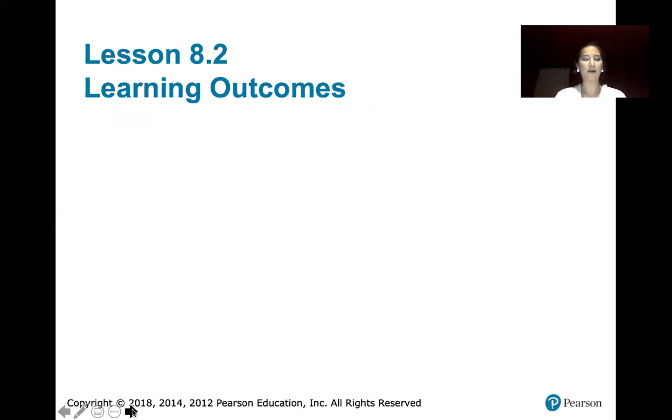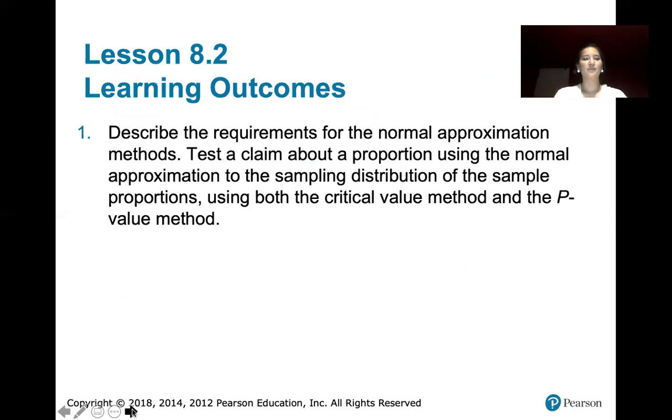So here are our learning outcomes. The first 2 are associated with part 1. In the first learning outcome, I will want you to be able to describe the requirements for the normal approximation methods. And the normal approximation methods include using the critical value method and the p-value method to test a claim about a proportion. And here we're using the normal approximation to the sampling distribution of the sample proportions in order to test this claim.